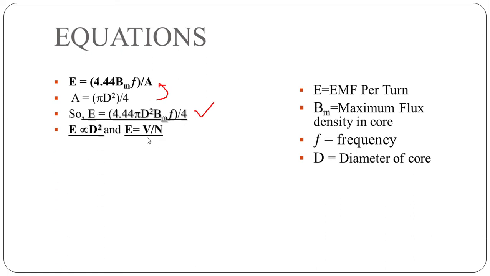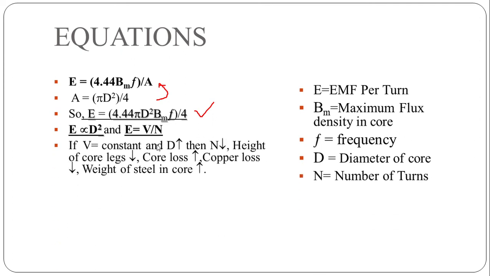So from this equation we can write two important relations. First, EMF per turn E is directly proportional to the square of the diameter, and second, EMF per turn is equal to V by N, where V is the applied voltage and N is the number of turns. From these two relations we can make some very important points.